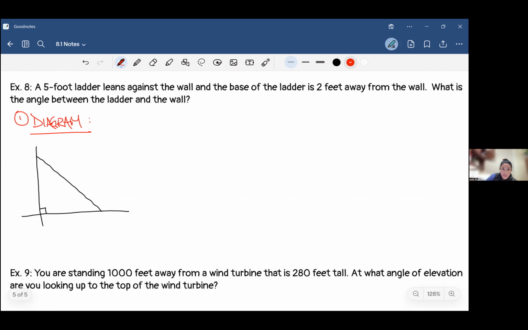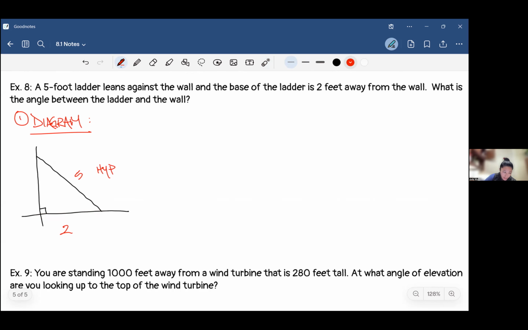And we know that the ladder is 5 feet tall. And we can also say that side is the hypotenuse. And the base of the ladder is 2 feet away from the wall. So like this part here is 2 feet. This question is asking what is the angle between the ladder and the wall?